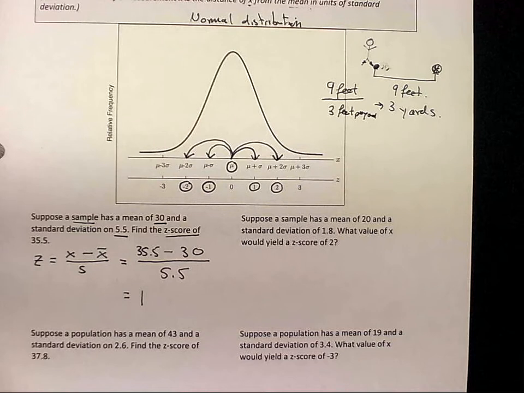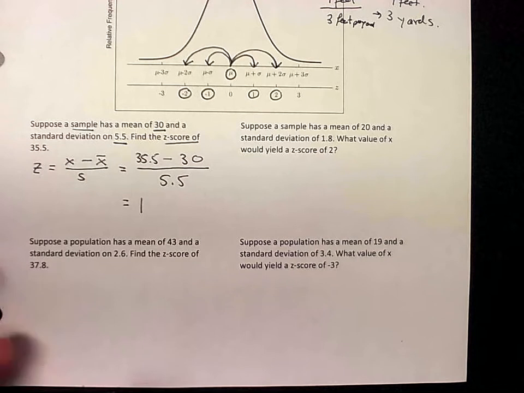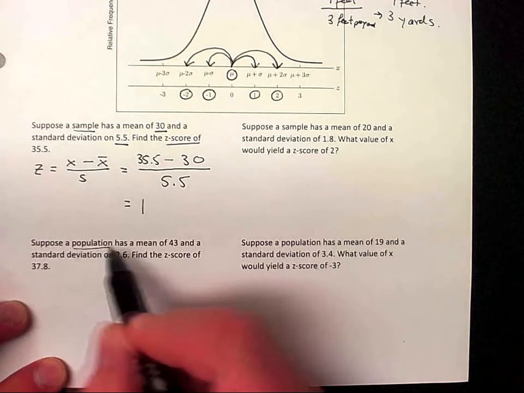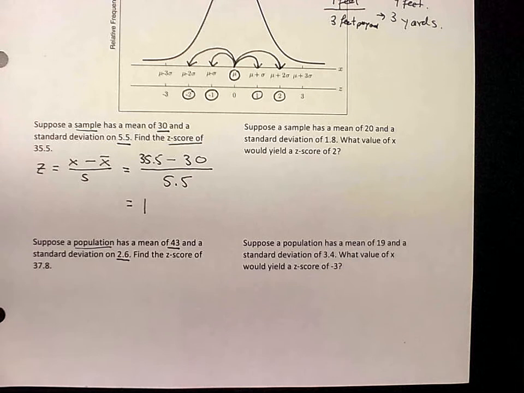Cool. All right, then let's go on to this one down here at the bottom. Suppose a population has a mean of 43 and a standard deviation of 2.6. Find the z-score of 37.8. So take a minute for yourself, see if you can write this one down, and see if you can come up with the correct z-score.